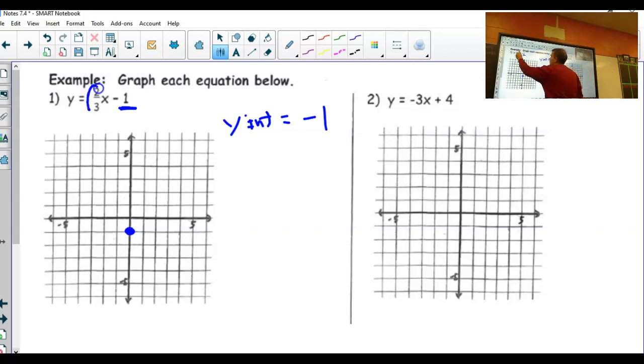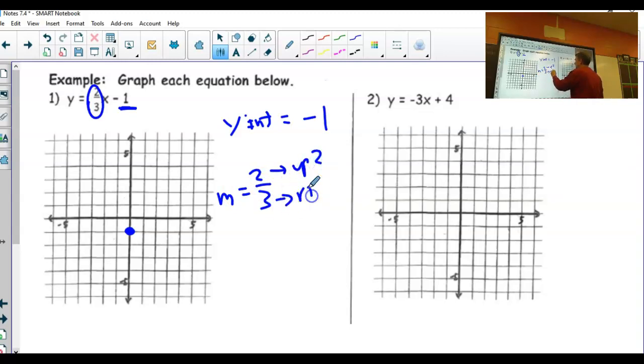And here's the slope. The coefficient of x must be the slope of this line. So the slope equals 2/3, which is telling me to go up 2 and go right 3. So I start at my point that's on my line, and I go up 2, right 3, up 2, right 3, and I have graphed the line without having to make a table and do all the calculations.